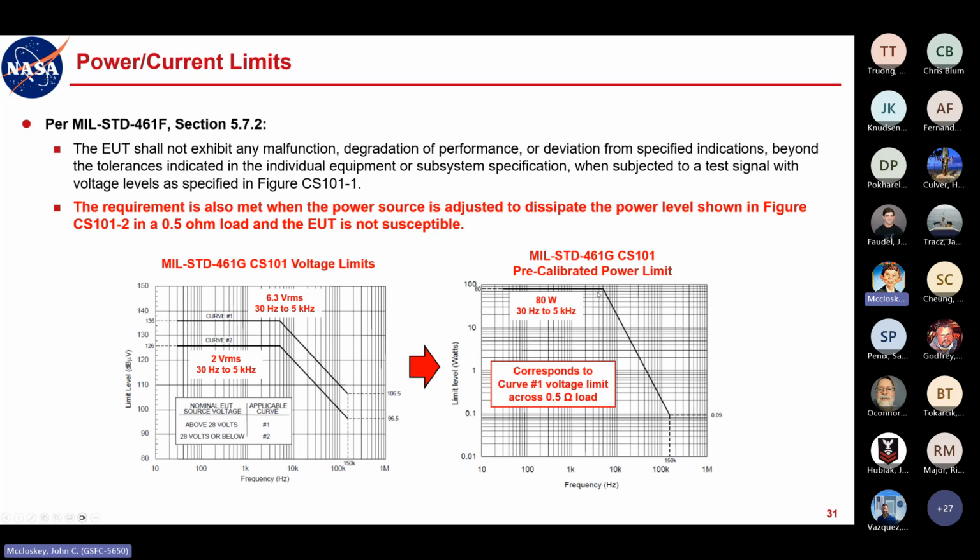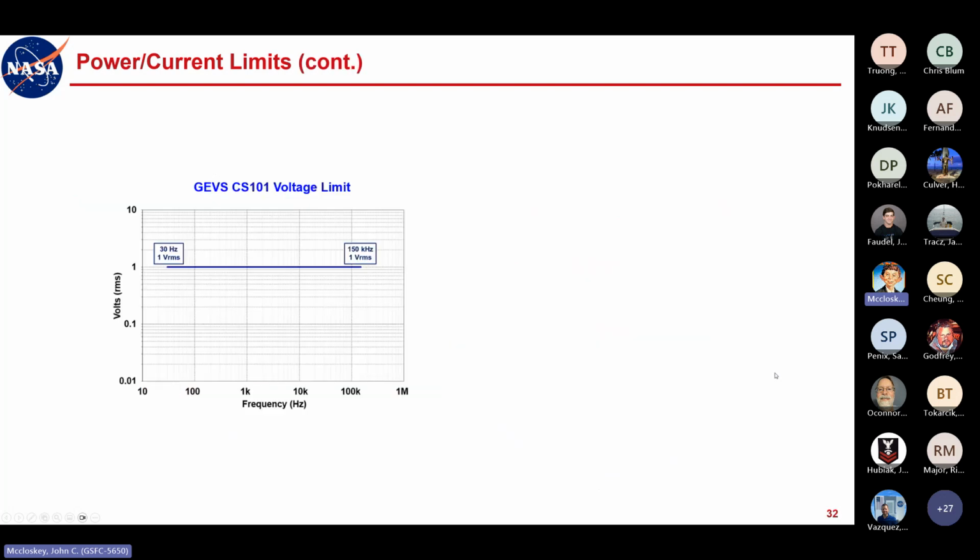And this is actually a comment I submitted. Mil standard 461H is in review. It's in the process of being updated now. I submitted a comment about this, and I don't know if they're actually going to implement it. I should check in with it. I mean, I know the people who are working on the committee, but I submitted a comment that they should update this to indicate that the power limit should be consistent with your voltage limit. And I'm going to talk about the importance of that here in the next several slides. So the default limit we use in GEVs is 1 volt RMS.